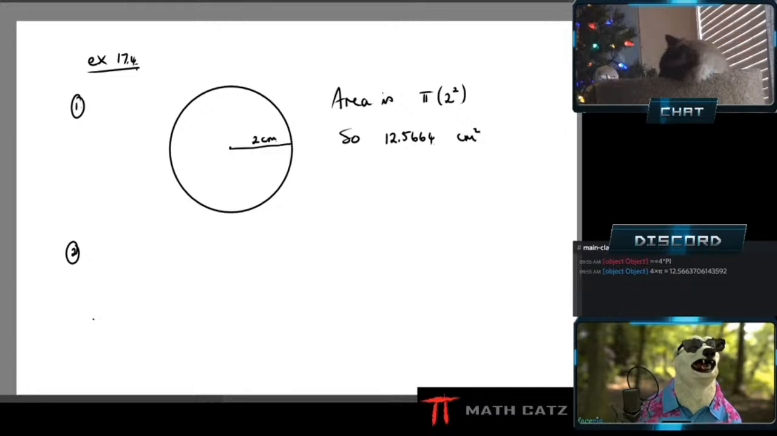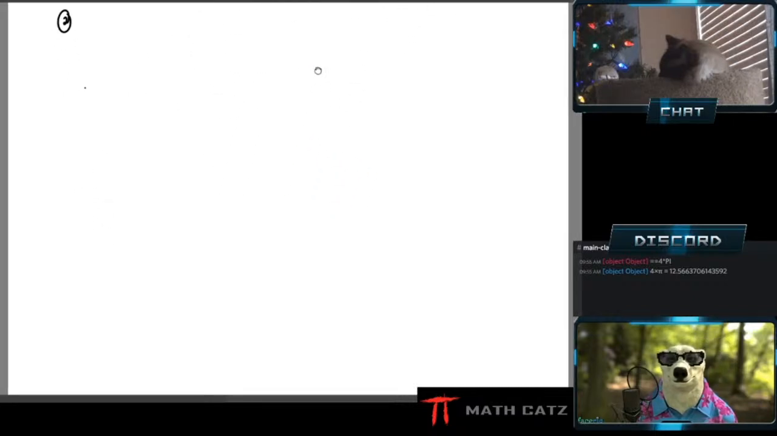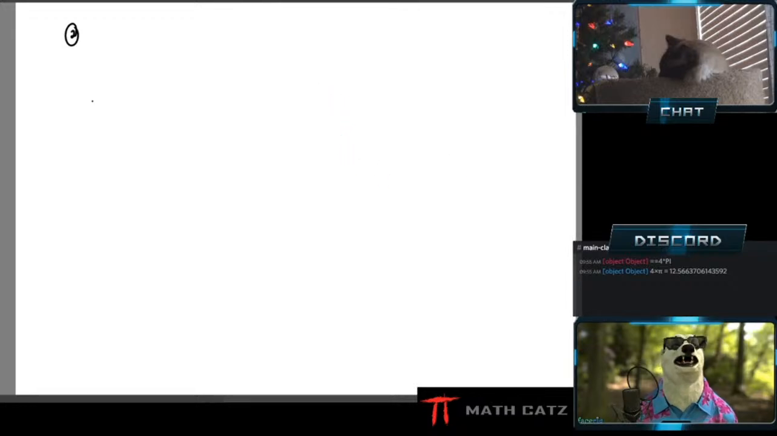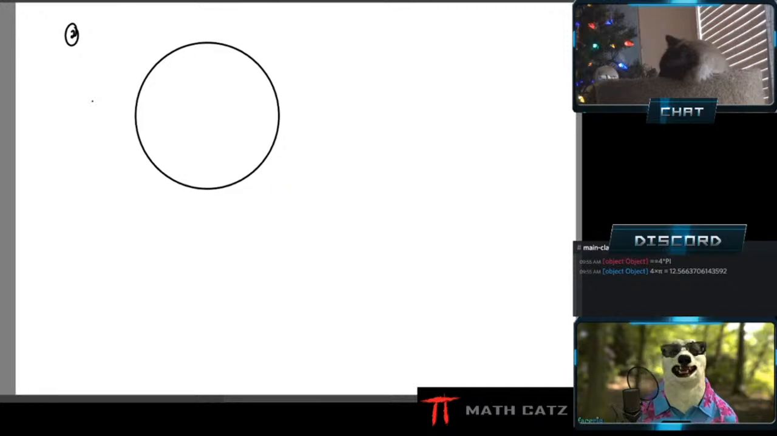Number 2, do a half circle with radius 3 centimeters. Now I'll cheat a little bit and draw a full circle and then simply erase the part I do not want. Say here, that's our center. To make a half circle, I erase the other half that I do not want to see.